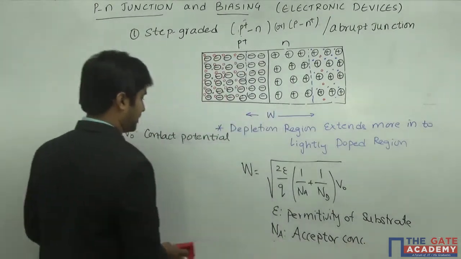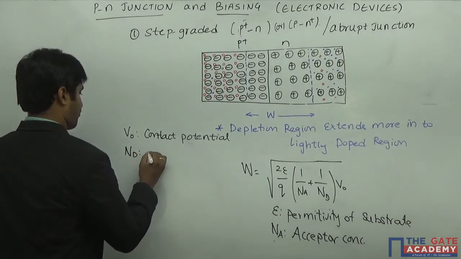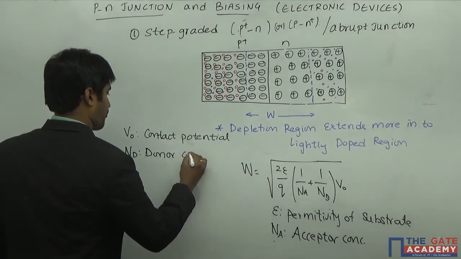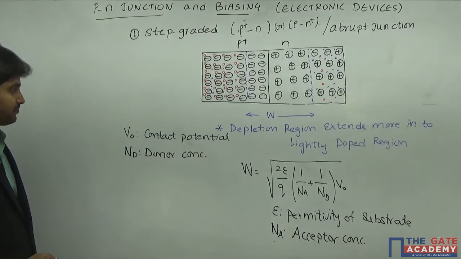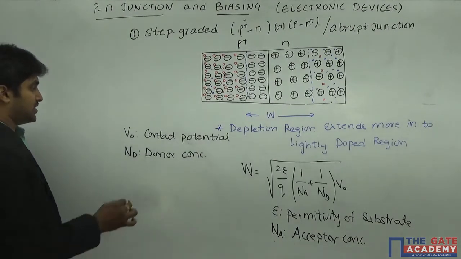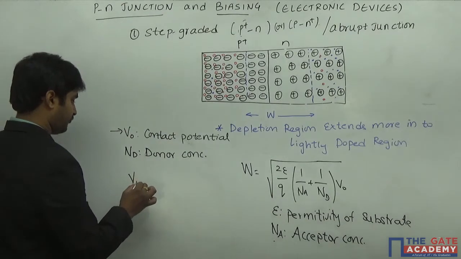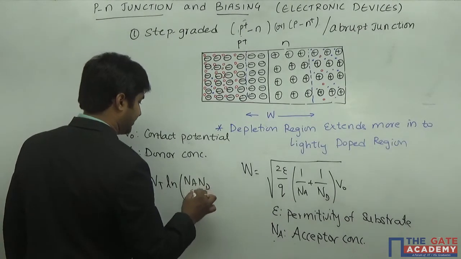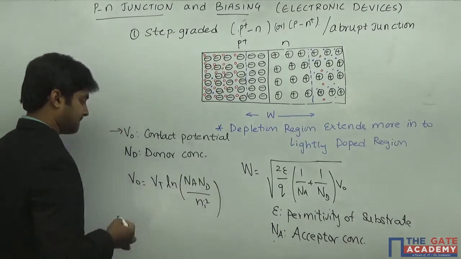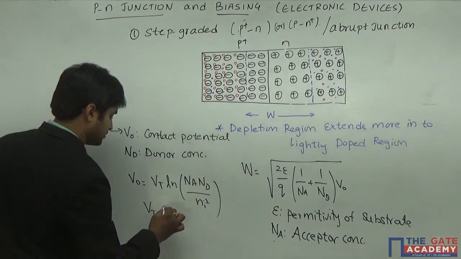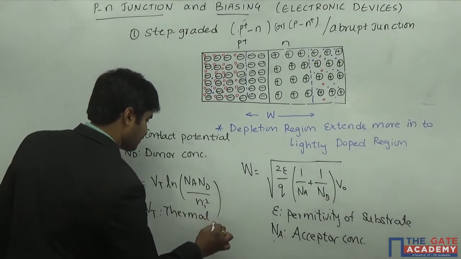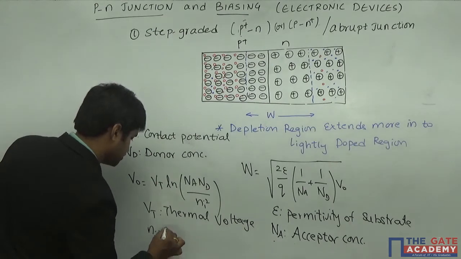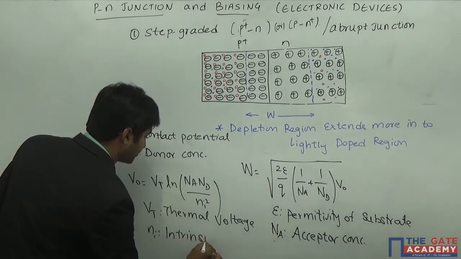So if it is not visible, I will write it out. So there is a formula for the contact potential also. V naught is equal to Vt ln of Na by Ni square, where Vt is the thermal voltage and Ni is the intrinsic carrier concentration. Both are very, very important formulas.